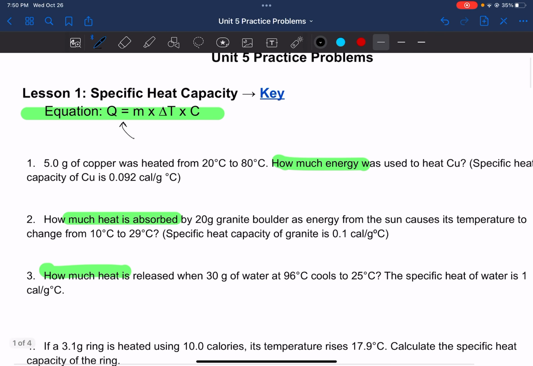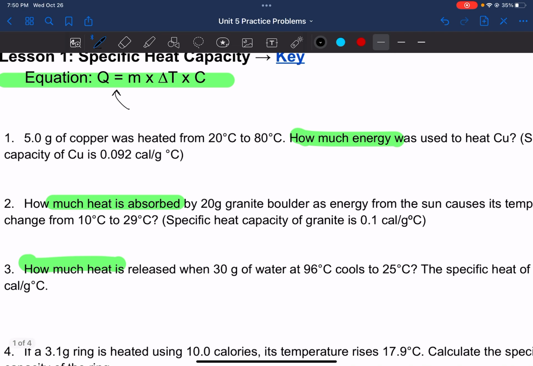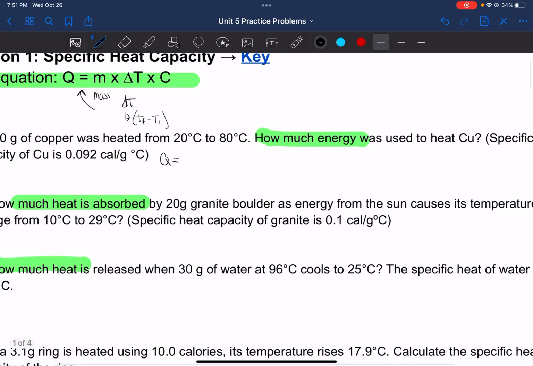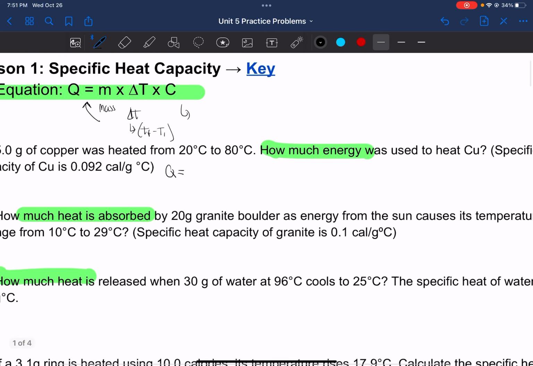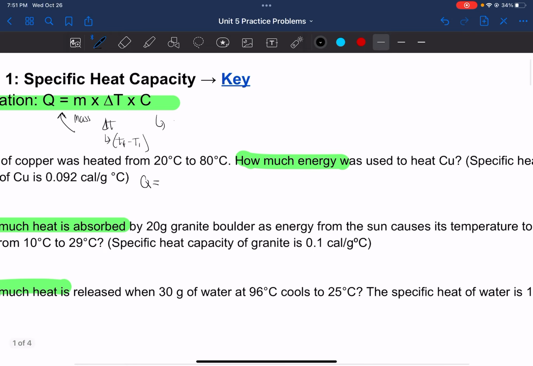These first three will be utilizing the original equation. So we start off with Q equals M, usually means mass. Delta T is usually TF minus TI. And C is usually the specific heat capacity.